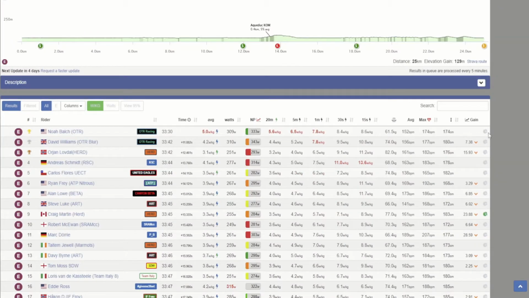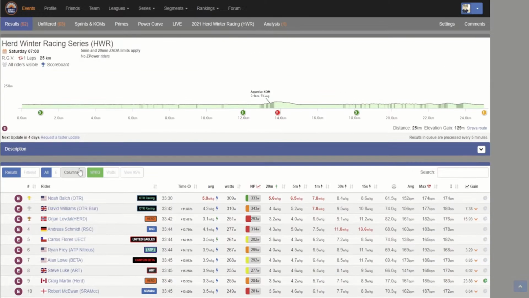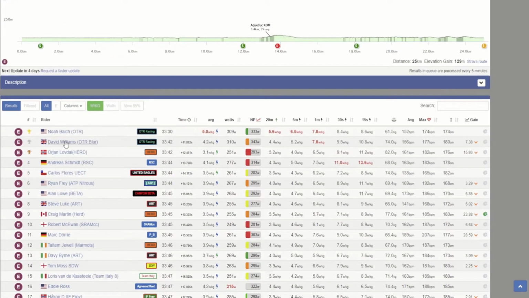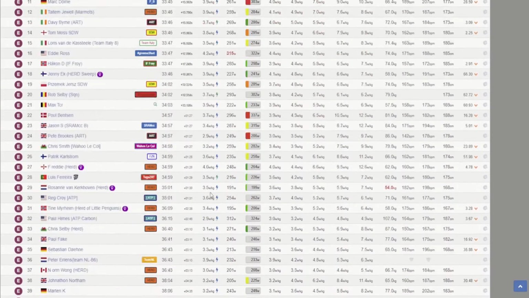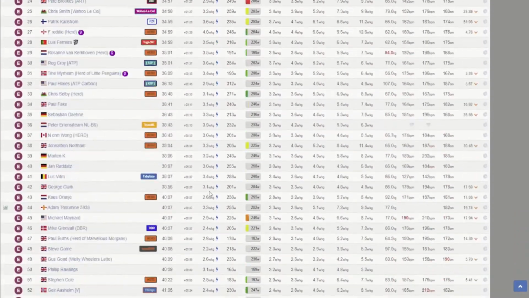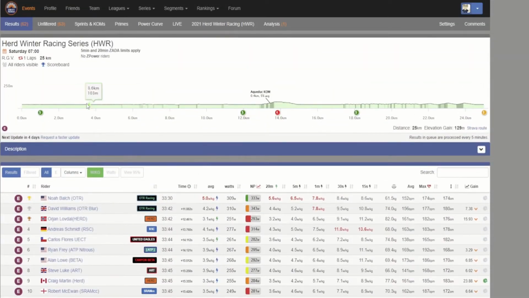Herd Winter Racing. And you can see here I am in 9th. We've got lots of much better racers than me in front of me, and a nice big field of 62. So this is a very simple race. There's no sprints, no points. It is just getting to the end.